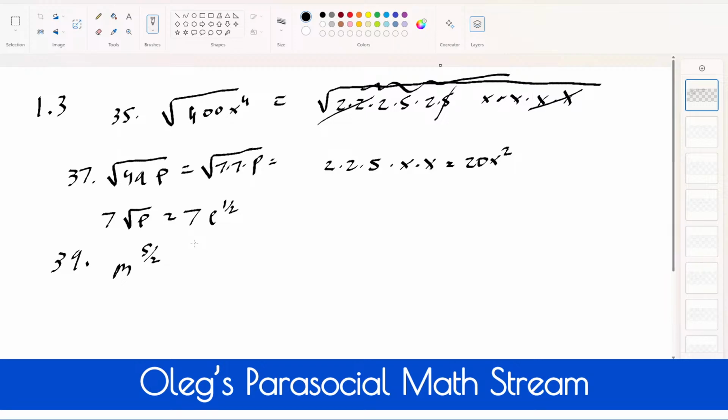M to the 5/2 root 289. Okay. So what we have is m to the 5th power square root, which is fine. I don't think we want to put it back into the square root, though we can if we wanted to. I'll show you.